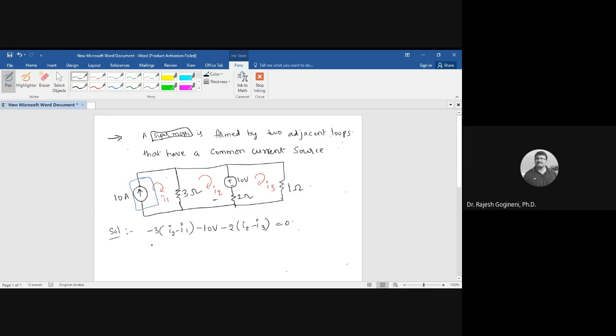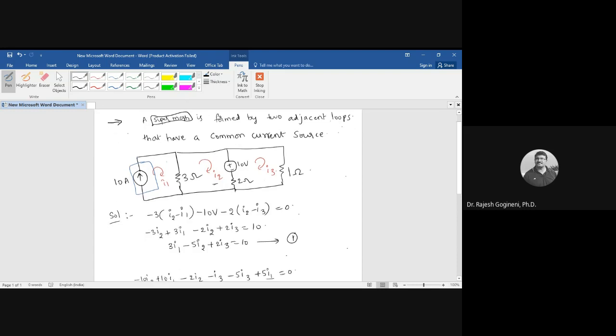Simplify this: minus 3I2 plus 3I1 minus 2I2 plus 2I3 is equal to 10 volts. So 3I1 minus 5I2 plus 2I3 is equal to 10. This is the one equation: 3I1 minus 5I2 plus 2I3 equals 10.